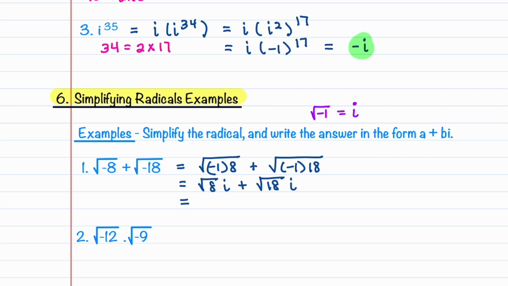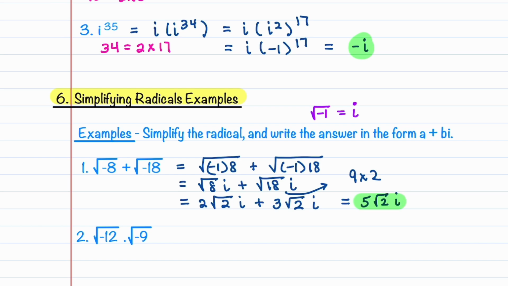Now we can go ahead and simplify. The square root of 8 is 2 times the square root of 2. And then 18 is 9 times 2, and the square root of 9 is 3. So this just becomes 3 square root of 2, and then the i comes along for the ride. And then we can just combine these. We have 2 root 2 plus 3 root 2, so we end up with a 5 root 2 times i.